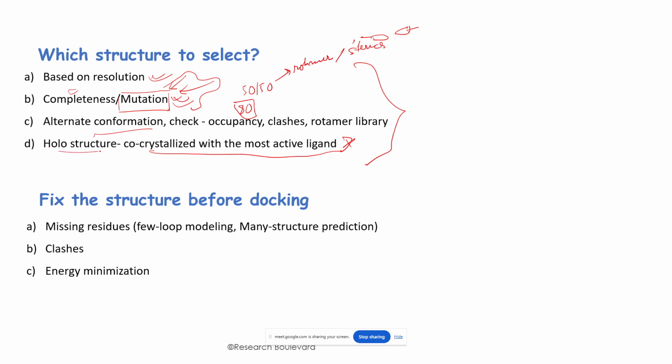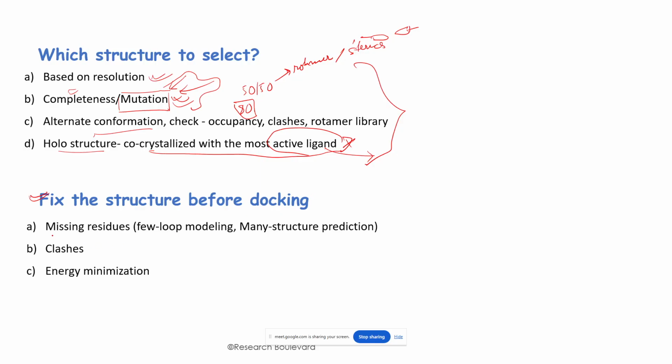If you have a holo structure, a co-crystallized structure, the most active ligand, if you take it, may give you the best way to screen the ligand databases. Okay, so there are a few more modifications, manipulations or refinements that you need to do before docking with your target structure.